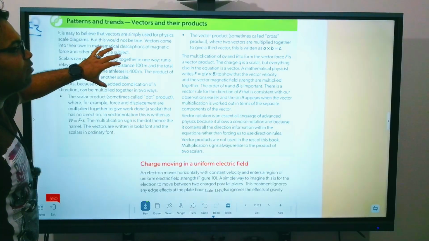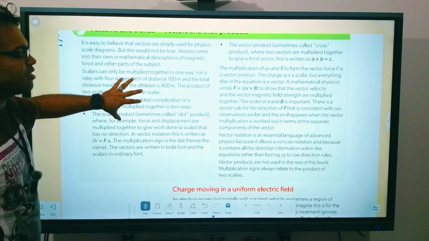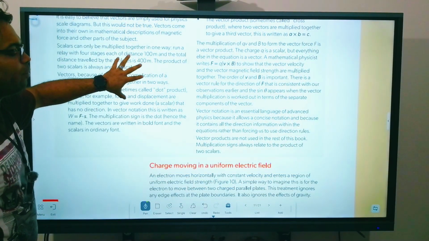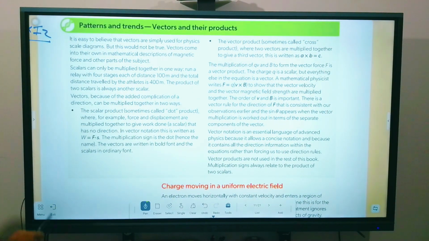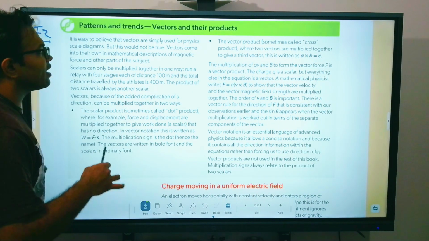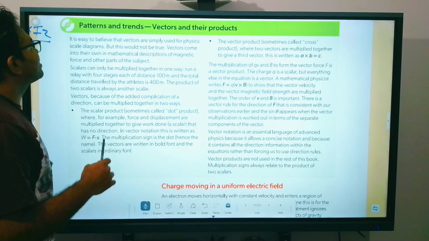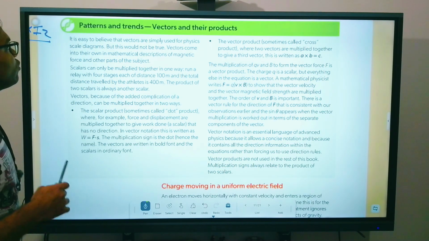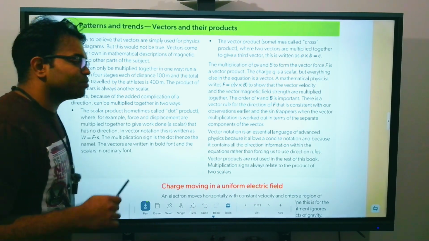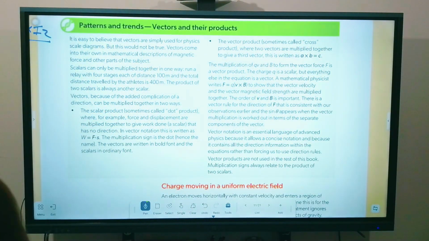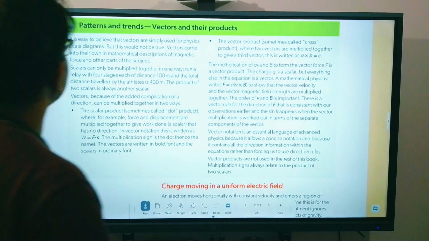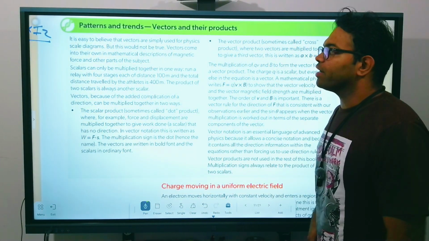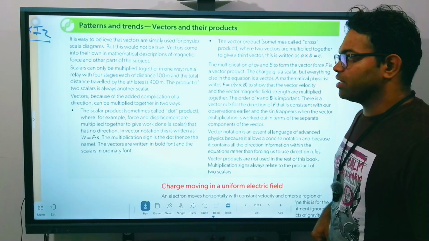Can we finish this one, and do the charges moving in a uniform magnetic field tomorrow? It is easy to believe that vectors are simply used for physics scaling diagrams, but this would not be true. Vectors come into their own in the mathematical description of magnetic forces and other parts of the subject.